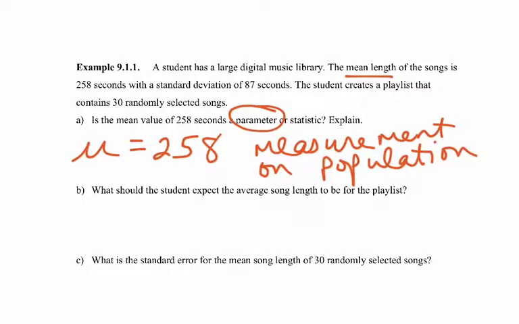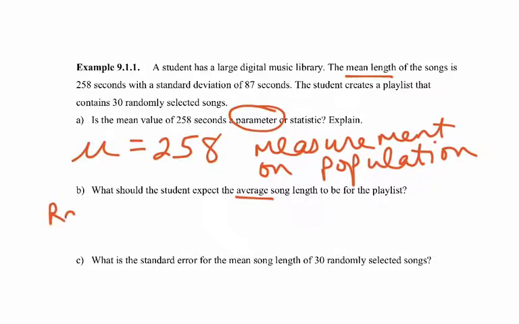Okay, part B. What should the student expect on average for the song length to be on the playlist? Average is another way of asking the mean. So the mean song length for the playlist. Since we did a random sample, we can assume that our sample mean length is going to be the same as the population mean length. It can vary, but it should be about the same as the population.